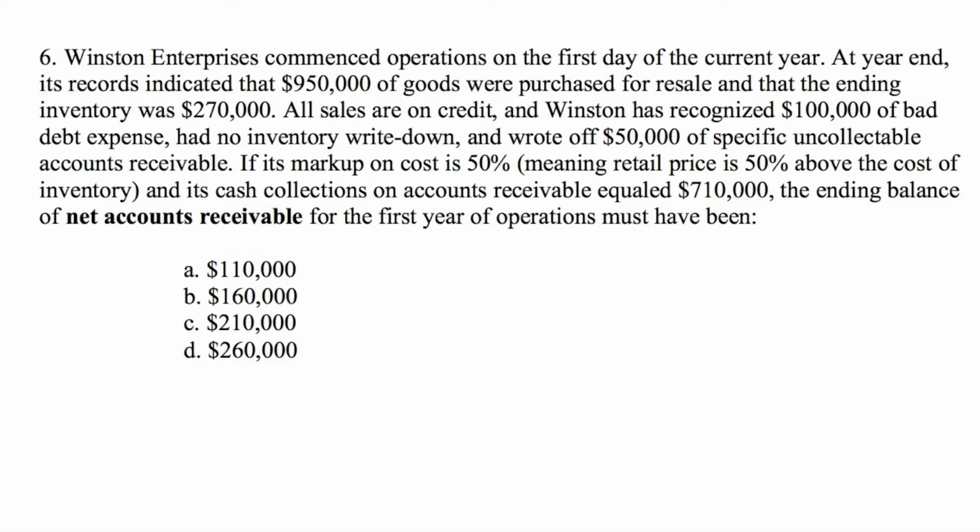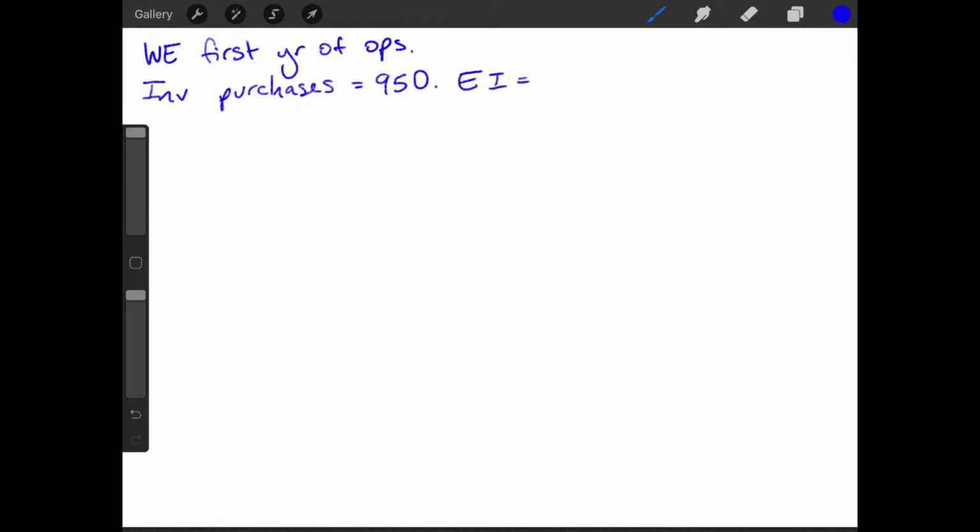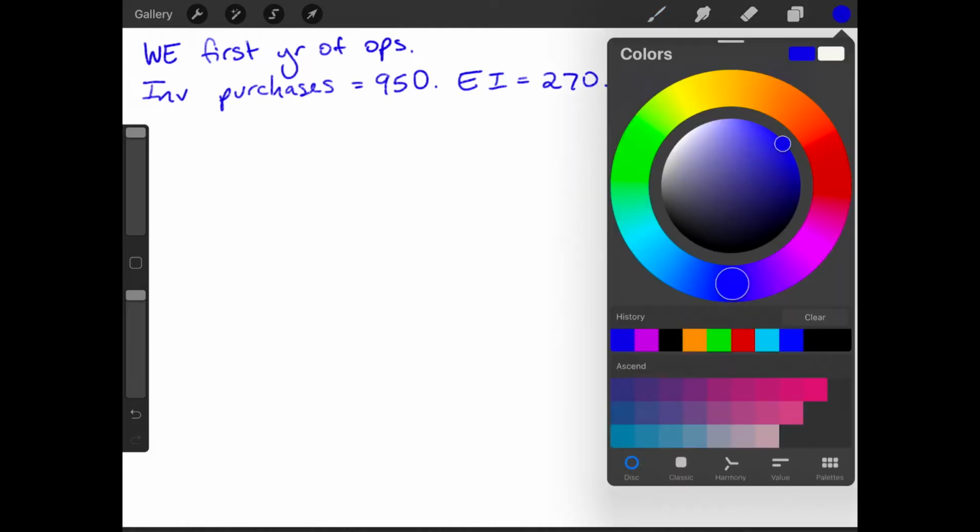Alright, and welcome back. So when I'm first approaching this question, what I like to do is to just kind of summarize all the information I have. So Winston Enterprises is in their first year of operations, which is important because it means all of our beginning balances will be zero. They also had inventory purchases that were equal to $950,000. Ending inventory was $270,000, and then later in the information it tells you that there were no write-offs of inventory.